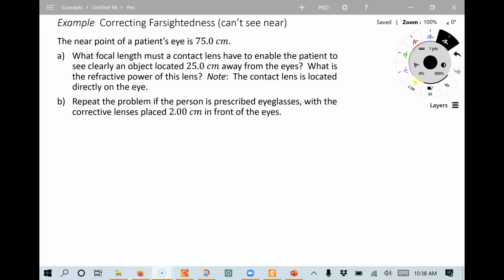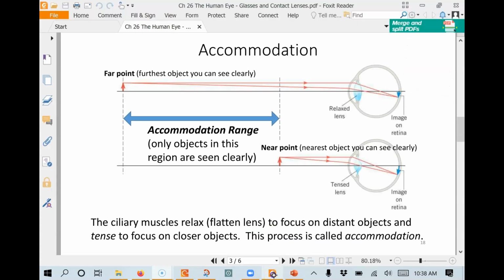All right, so whenever we're solving problems that have to do with correcting vision, it's important to know some of the terms, including the near point, the far point. So let me jump to a PDF slide that tells us about it. So accommodation range, you can see here.